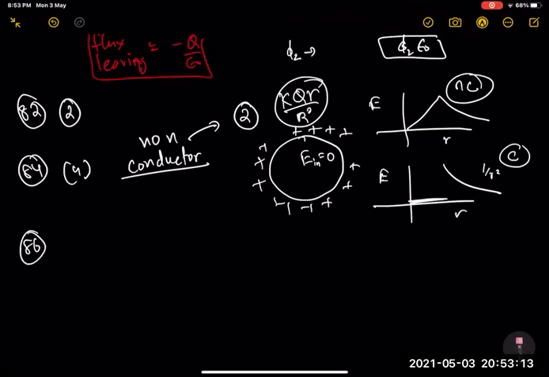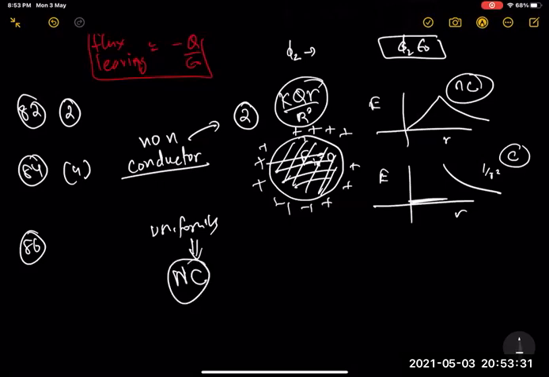86. This electric field contains a uniformly charged sphere of radius r. Uniformly charged means everywhere there is charge, right? If everywhere there is charge, that means of course it is a non-conductor, and therefore the answer is like this. So the answer for 86 is 2. Fine, everyone.